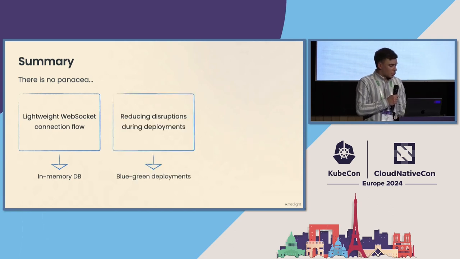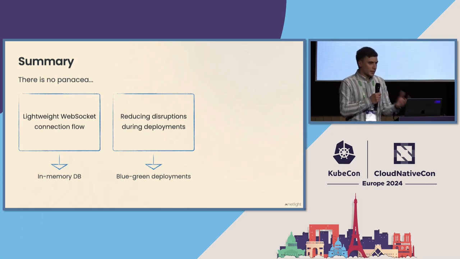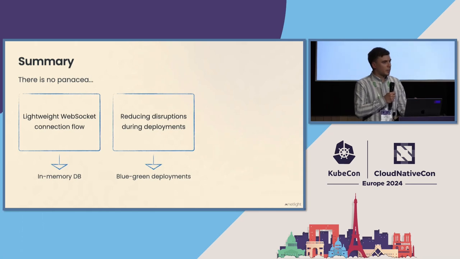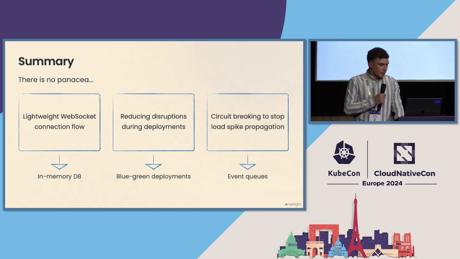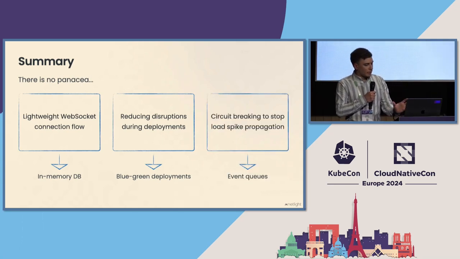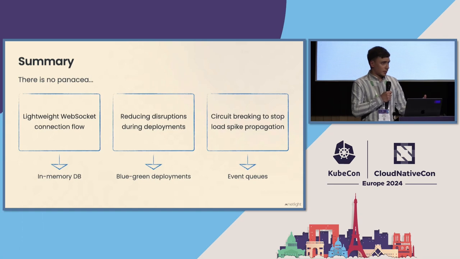We reduced the disruptions during deployments by introducing blue-green deployments. We discussed a little bit how the deployment strategy might affect the reliability of your WebSocket applications. And also, we talked a little bit about circuit breaking and what you can do to stop the propagation of load spikes and even queues.